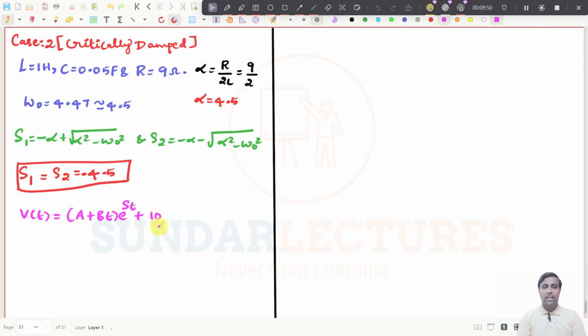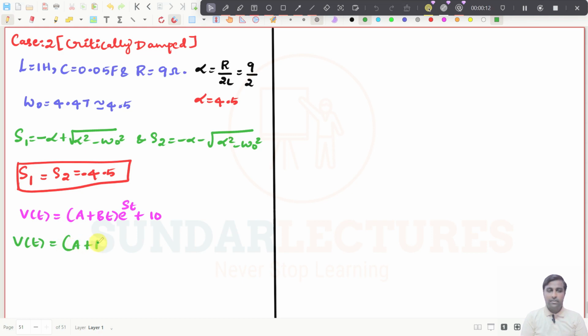This is the formula. This is the plus 10, it will be the equation value, and I am getting it to be 10. So we know these kind of things, right? Please go through my previous lectures to get how we are getting these kind of expressions, right? So V of t can be written as a plus bt e power minus 4.5 t plus 10.